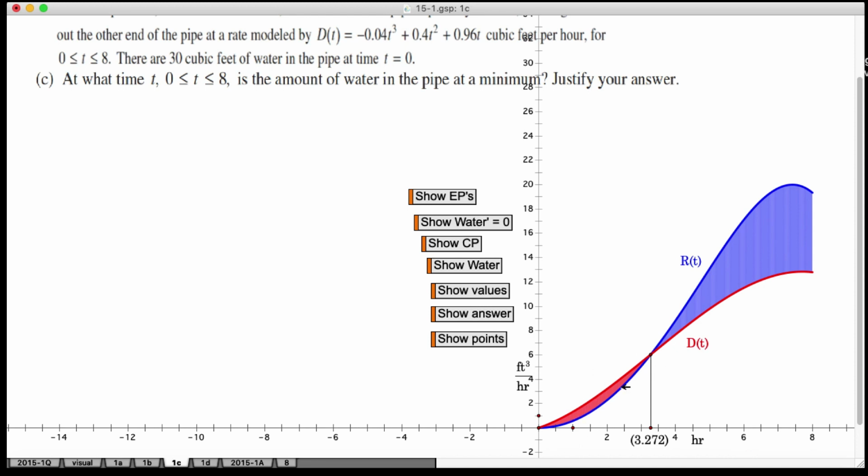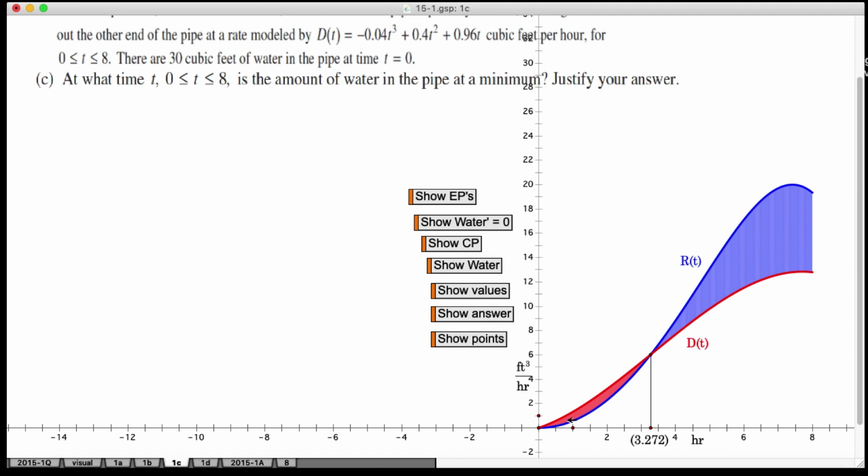This red region means that the red region is the amount of difference between the amount draining and the amount filling in. In other words, in this red region there's more draining out of the pipe than there's coming in. And in this blue region, there's more filling into the pipe than there is draining out. And that would be the area of this blue region, the amount of water here.